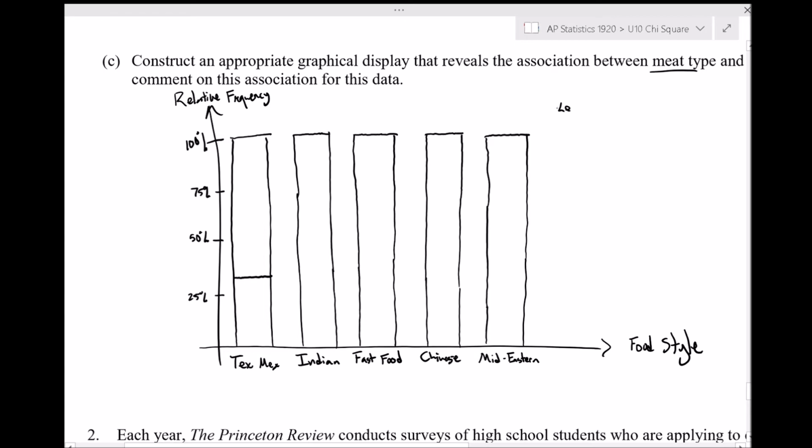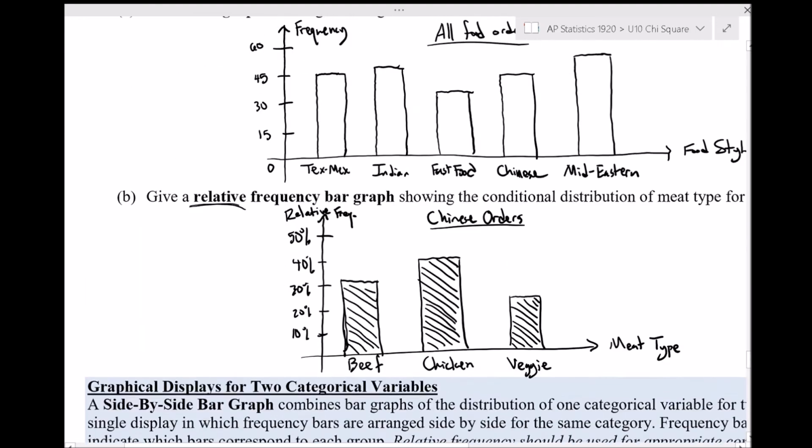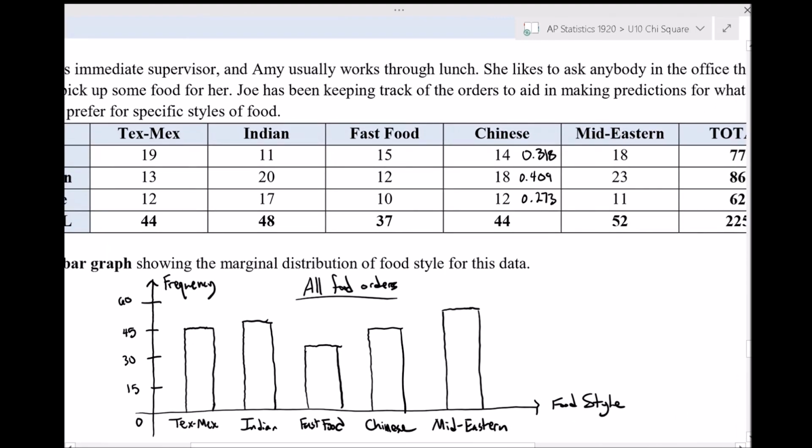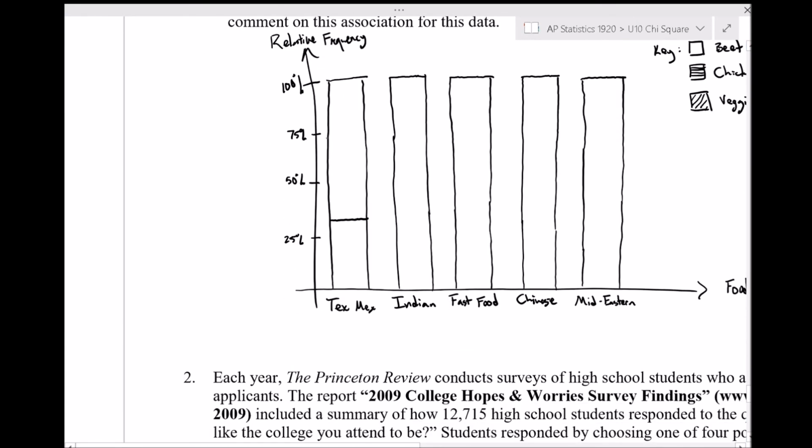So my key: unshaded, beef. I'm going to do maybe a horizontal shading scheme for chicken. And then for veggie, we'll go with a cross diagonal. So beef is unshaded. Chicken was how much? 40.9%. Added with that 31.8, that's going to be 72.7%. So 72.7% somewhere around here.